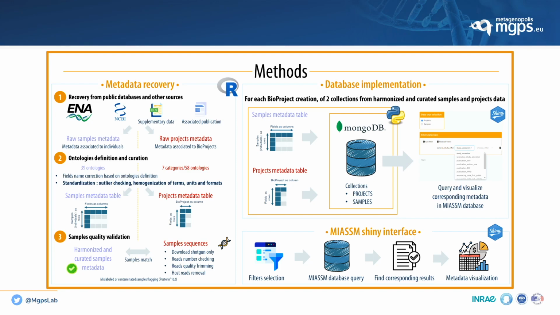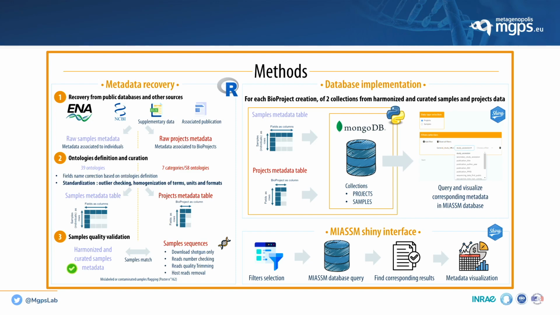The second step consists in defining and curating the ontologies. For the samples, we defined around 40 ontologies, and around 60 divided into 7 categories for the projects. Regarding the curation, it's the most time-consuming and above all the most important part because it's a manual operation.